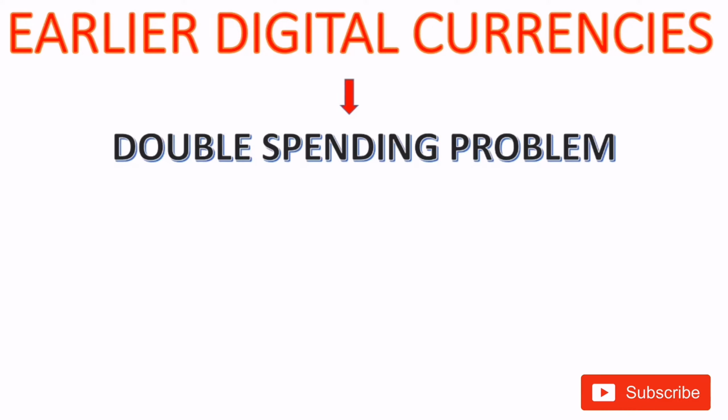This is an example of the system right now and how Bitcoin came in with a decentralized system. Earlier digital currencies had a problem prior to Bitcoin, a double spending problem. What does that mean? This meant that someone could make a payment twice and get away with it.